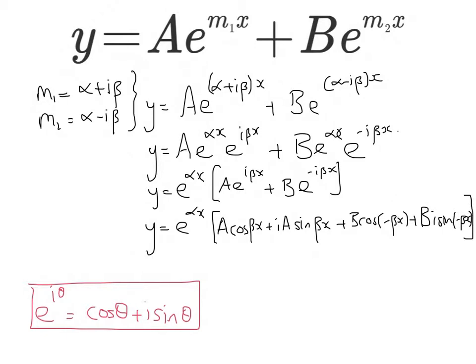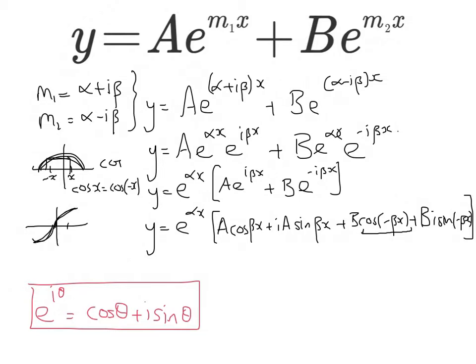Now, cos is an odd function. No, it's not, it's an even function, in the sense that if I've got x here and minus x here, then cos of x is going to be the same as cos of minus x. So this cos of minus beta x here I can change to just cos of beta x. Sine is an odd function. So if I've got x here and minus x here, then sine of x does not equal sine of minus x. Actually, it's going to be the opposite sign. Sine of x will be minus sine of minus x. So this sine of minus beta x here I can change to minus sine of beta x.